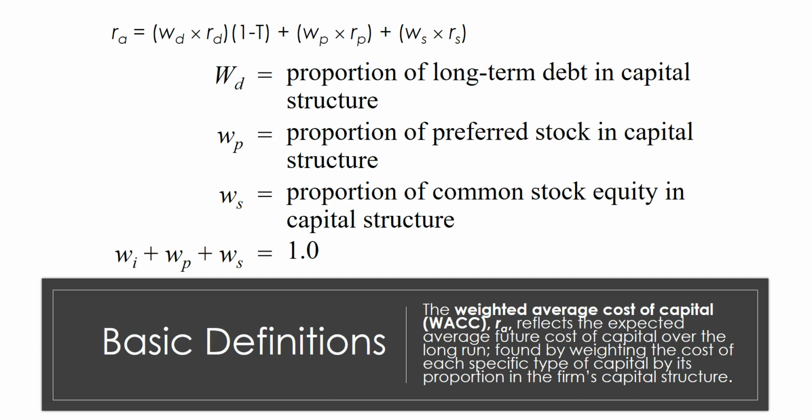So our weighted average cost of capital is equal to the portion of our capital structure weighted in debt times the cost of debt times 1 minus the tax rate. And we only use 1 minus the tax rate with the debt associated with it because the interest on that debt is tax deductible. Then we add to that the weight in preferred stock times the cost of preferred stock plus the weight in common stock equity times the cost of common stock equity. Now we do have to look at 100% of the capital structure, so all of the weights do have to sum to 100%.